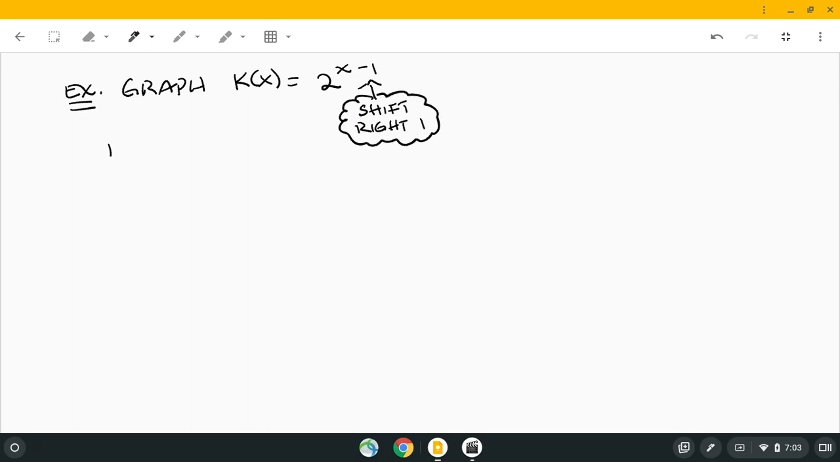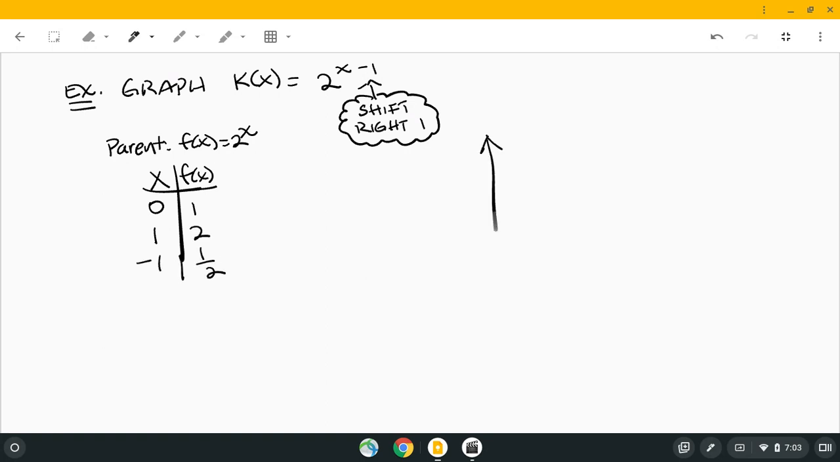Okay, so again, our parent function is f of x equals 2 to the x. And we already know that when x is 0, y is 1. When x is 1, we get 2. When x is -1, we get 1/2. So when we graph our parent function, we have 0, 1, 1, 2, and -1, 1/2. We keep seeing this same graph.